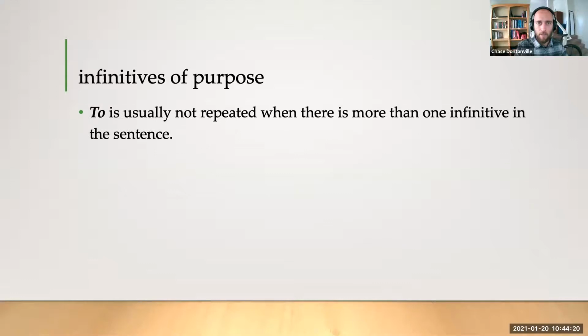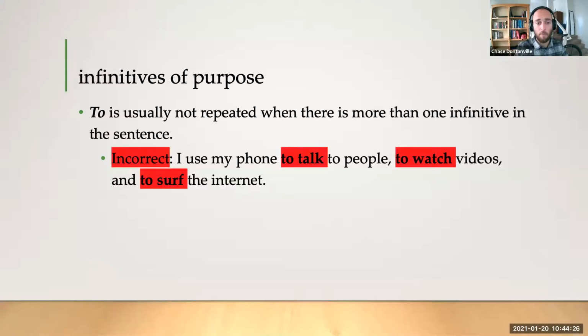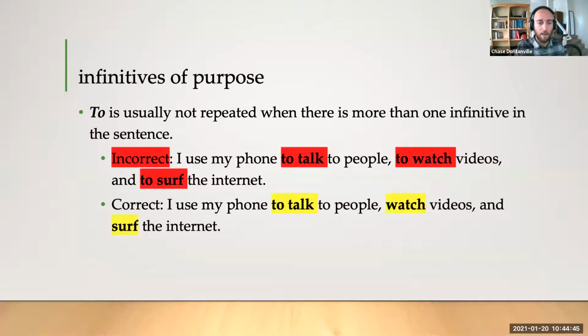As we saw in the previous lesson, to is usually not repeated when there's more than one infinitive in the sentence. Remember, this is a bad example: I use my phone to talk to people, to watch videos, and to surf the internet. Grammatically it's okay, but it's not the best way to say this. We don't need to repeat to. We only need one. It's better to say, I use my phone to talk to people, watch videos, and surf the internet.